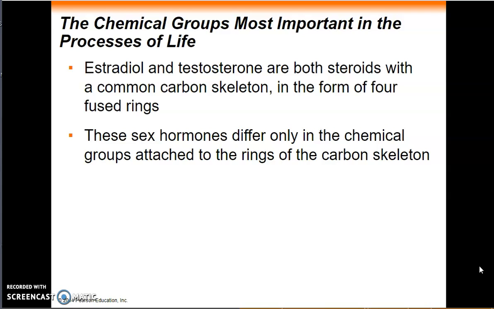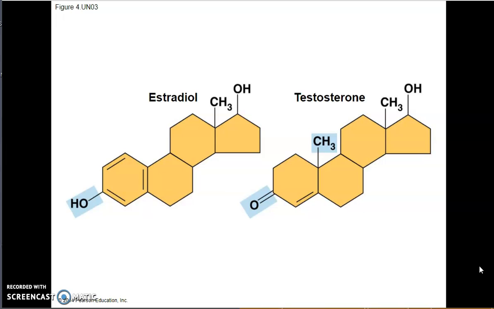As an example, the basic structure of testosterone, a male sex hormone, and estradiol, a female sex hormone, is the same. Both are steroids with 4 fused carbon rings, but the hormones differ in the chemical groups attached to the rings. As a result, testosterone and estradiol have different shapes, causing them to interact differently with many targets throughout the body. Here you can see those sex hormones side by side.